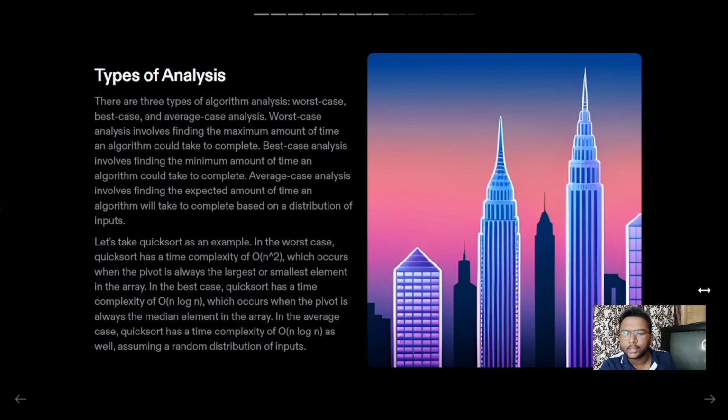Best case analysis involves finding the minimum amount of time an algorithm could take to complete. And the average case analysis involves finding the expected amount of time an algorithm will take to complete based on the distribution of inputs. Let's take quicksort as an example.